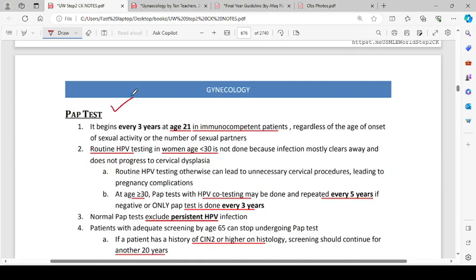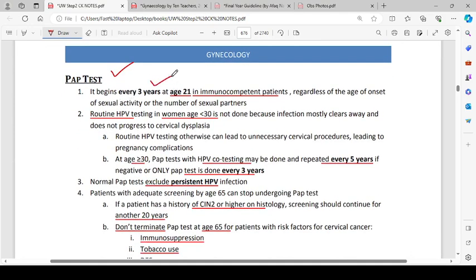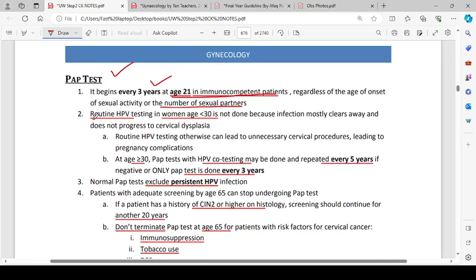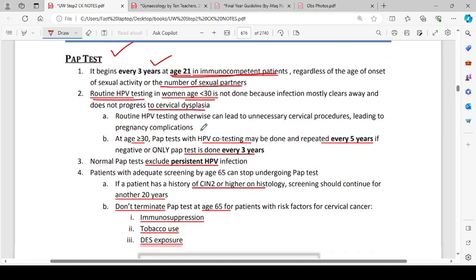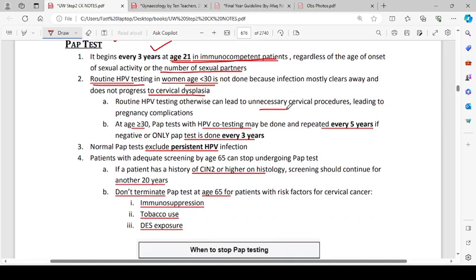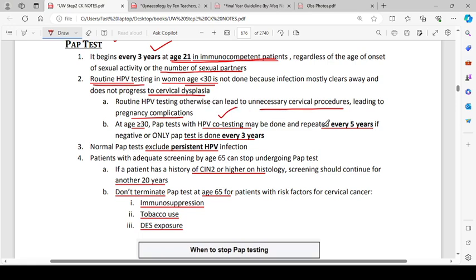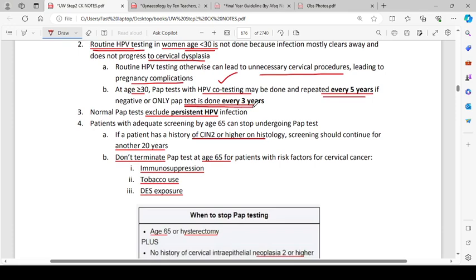Then what is a PAP test? It begins every 3 years at age 21 in immunocompetent patients regardless of age of onset of sexual activity or the number of sexual partners. Routine HPV testing in women aged less than 30 is not done because infection mostly clears away and does not progress to cervical dysplasia. Routine HPV testing otherwise can lead to unnecessary cervical procedures leading to pregnancy complications. At age more than 30, PAP test with HPV co-testing may be done and repeated every 5 years if negative, or only PAP test is done every 3 years. Normal pap test excludes persistent HPV infection.